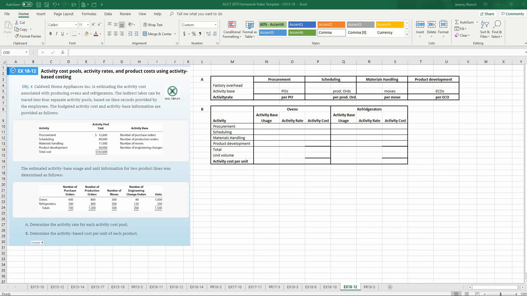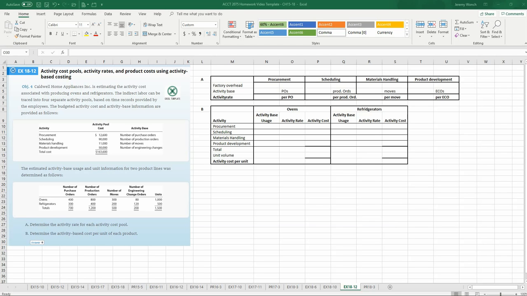So in exercise 18-12, it's actually a lot like the previous one we did, 18-10. The only difference in this one is before they gave us the activity rate for each one of the activities. In this problem, we have to calculate it ourselves.